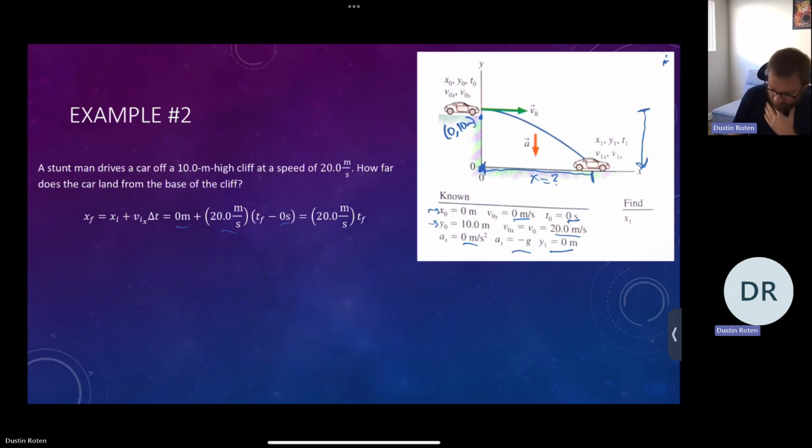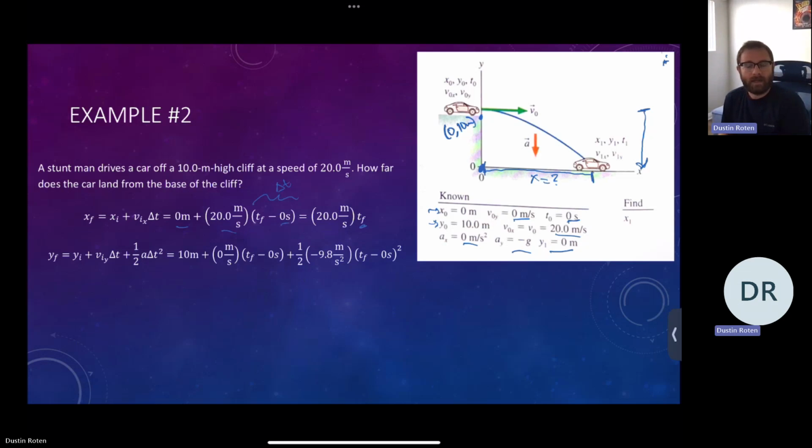This is our delta t, just as a quick reminder. Anytime you start with your initial time being 0, your delta t just becomes a regular old t, and I've shown that over here. So when we simplify, it's literally just your initial velocity times how long you're traveling at that velocity. Now the y direction is a little more complicated.